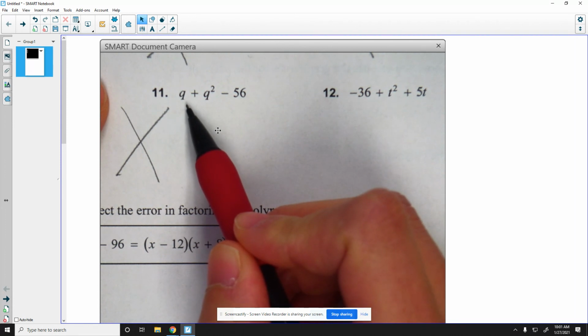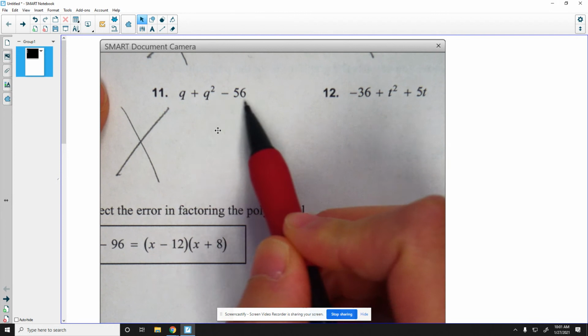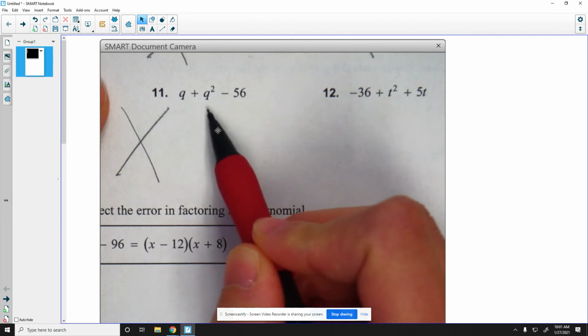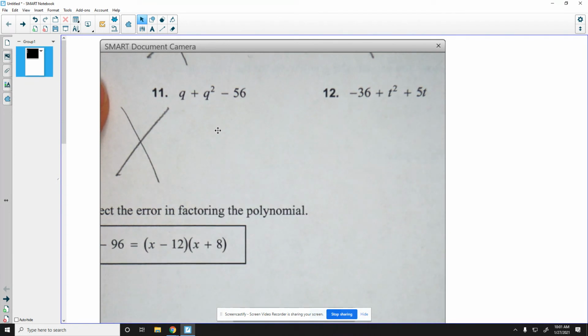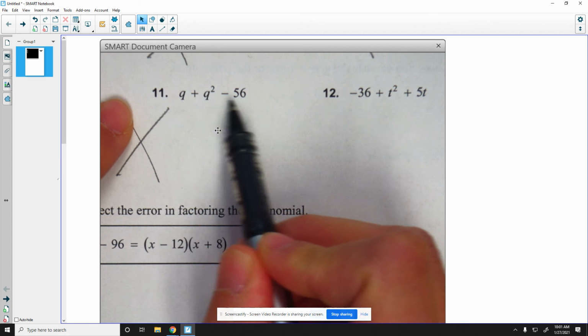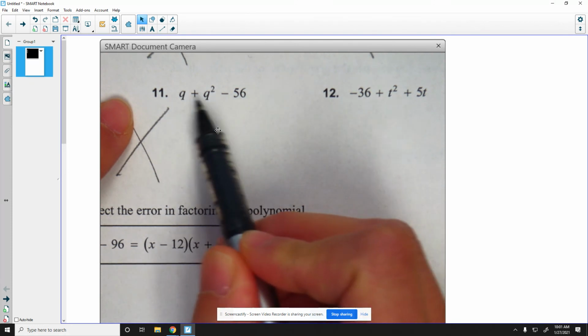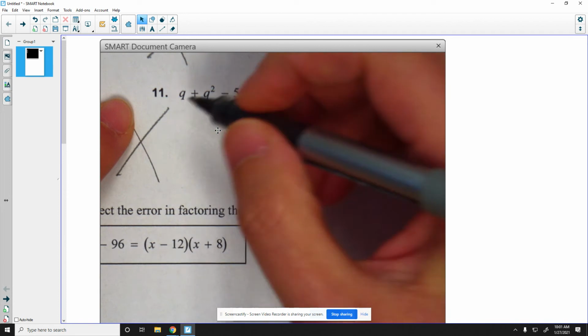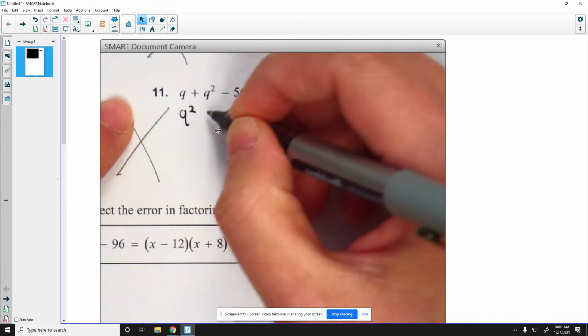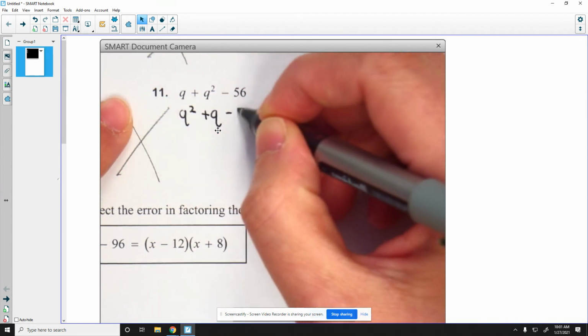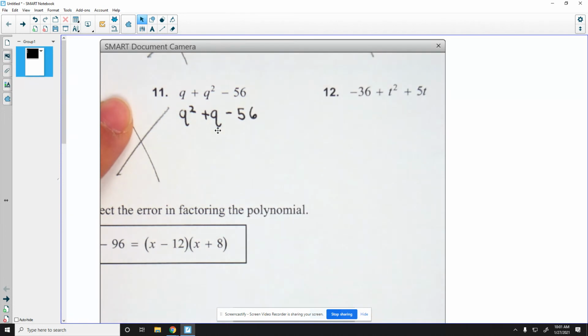All right, so what's wrong with this problem first? I can't do anything. What's wrong with it? Read. The X and the jump on the letter to the second column is first. Yeah, do you see how this is written? The problem is written in the wrong format. So I have to rearrange this and write it in standard form first. So actually I have Q squared plus Q minus 56. Now it's written in the right form.